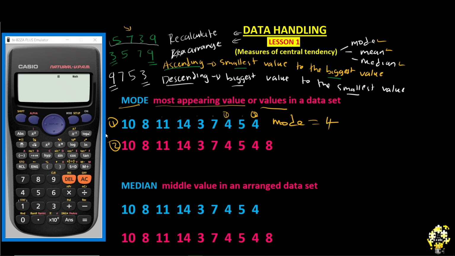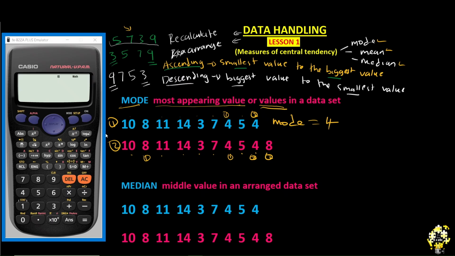Now let's look at data set number 2. Data set number 2 has 10, 8, 11, 14, 3, 7, 4, 5, 4. Okay, we have 1, 4, 2, 4. Okay, 8 again. We have 1, 8. We have the second 8. Do you see now we have 2 values that are most appearing? 4 and 8, they are most appearing. You see now, that's why it says value or values. Now we have 2 values that are most appearing in this data set.